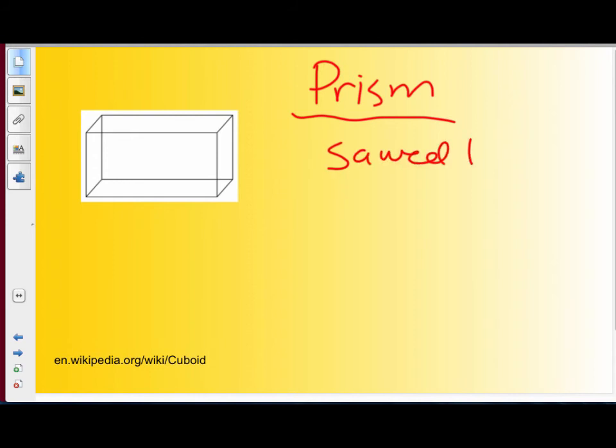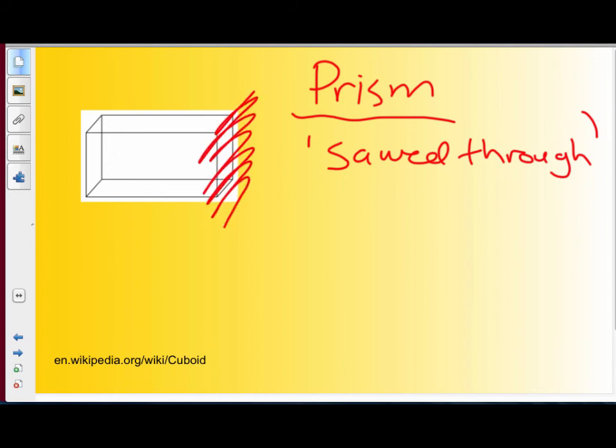Last but not least, we have another type of prism here. But what type of prism is it? Well, what are the faces that are joined by the straight lines? What is the bit that has been sawed through? Because that's what prisma means, isn't it? We looked at that before. What does prisma mean? It means sawed through. So which bit has been sawed through here? Well, it's been nicely sawed through there, hasn't it?